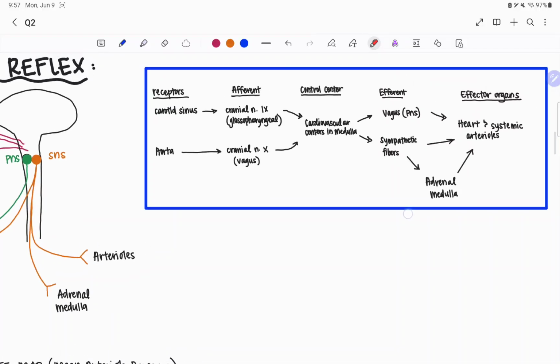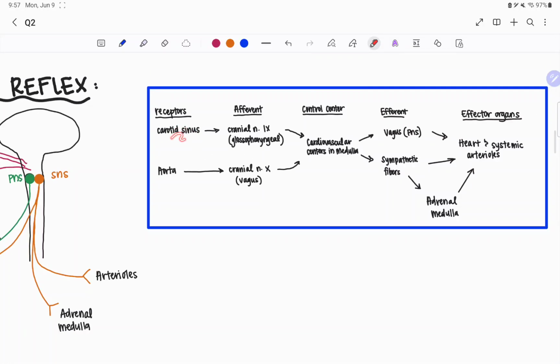So again, looking at this over here, you have the carotid sinus and the aorta, cranial nerve 9, cranial nerve 10. It goes specifically to centers in the medulla, right? But then the effector organ is the vagus nerve. It's the PNS, and it affects the heart directly. Sympathetic fibers can go straight to the adrenal medulla, or they can affect the heart and the arterioles. But this leads back to the heart and helps us control our blood pressure and everything.